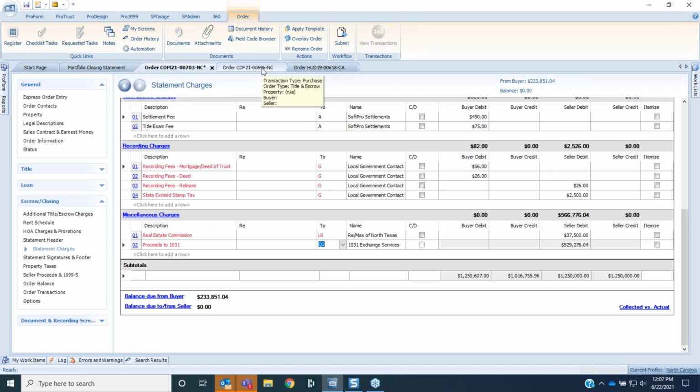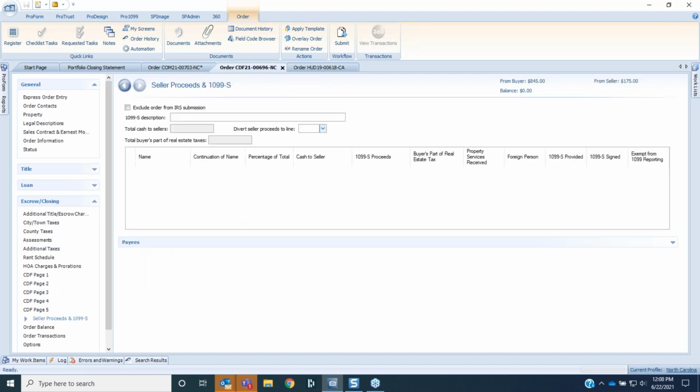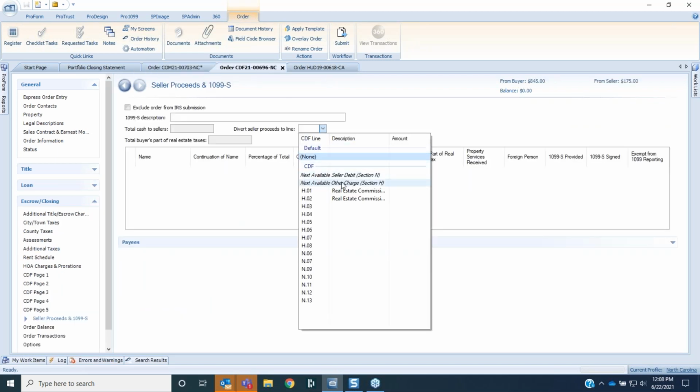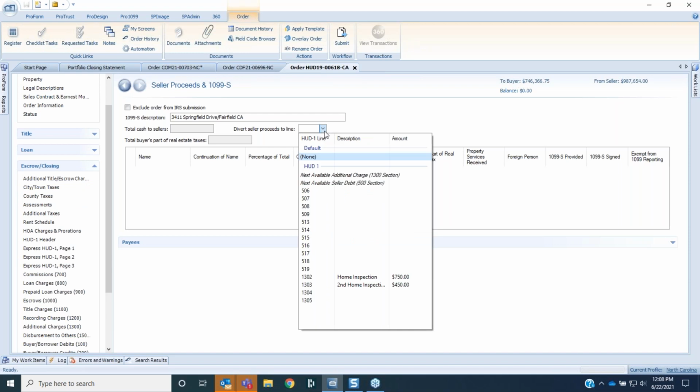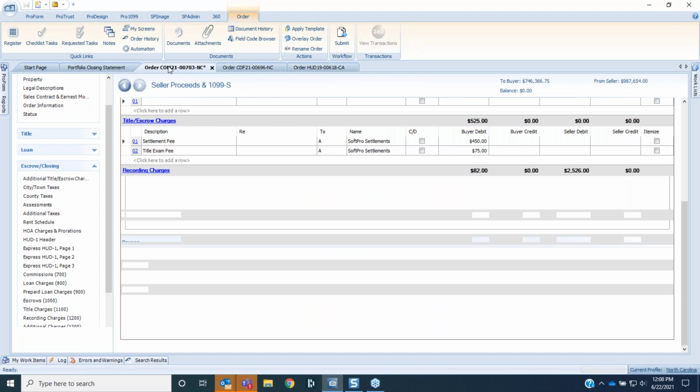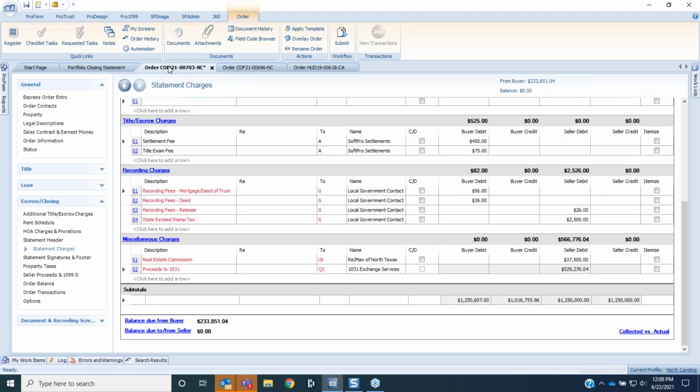I have a CD order that is opened as well. I could divert that to section H or to section N on a CD. And if I click over on a HUD-based order, I can send that to either the 1300 section of a HUD or the 500 section of page 1 of a HUD. I'm going to go back to my commercial. So I've aligned this transaction now to pay out my QI. Remember that I have 2 QIs in this instance.